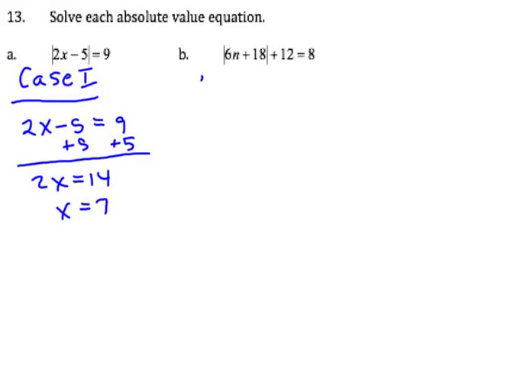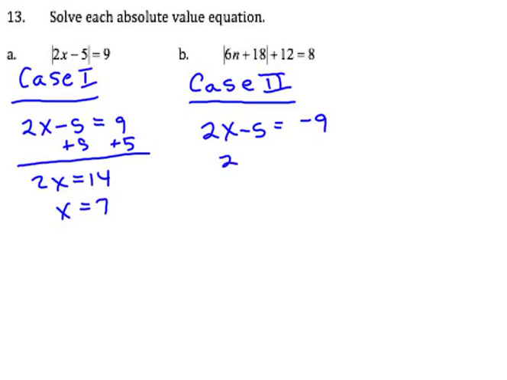And then for the second case, I'm taking what was in the absolute value sign, 2x minus 5, and setting it equal to negative 9. That's saying that before I took my absolute value, it was equal to a negative 9. So I'm going to solve this case. I add 5 to both sides again. Add 5 to negative 9 and I get negative 4. Divide by 2 and I get x is negative 2. So my solution set is x equals negative 2 and positive 7.